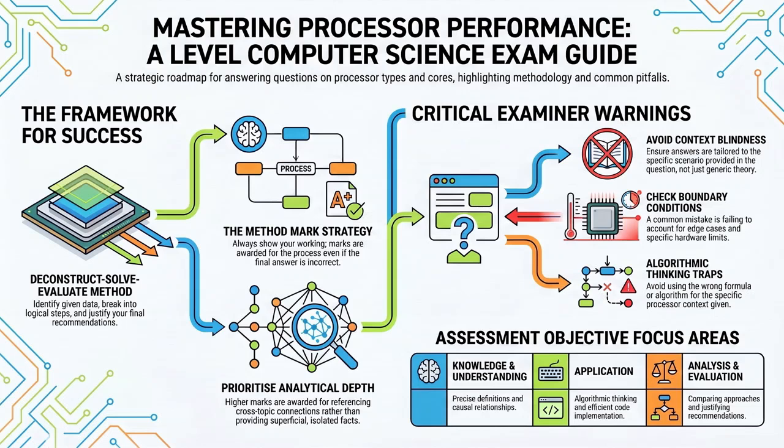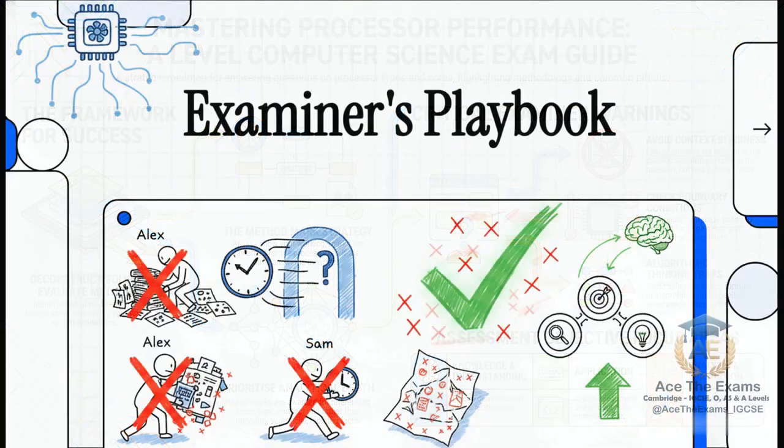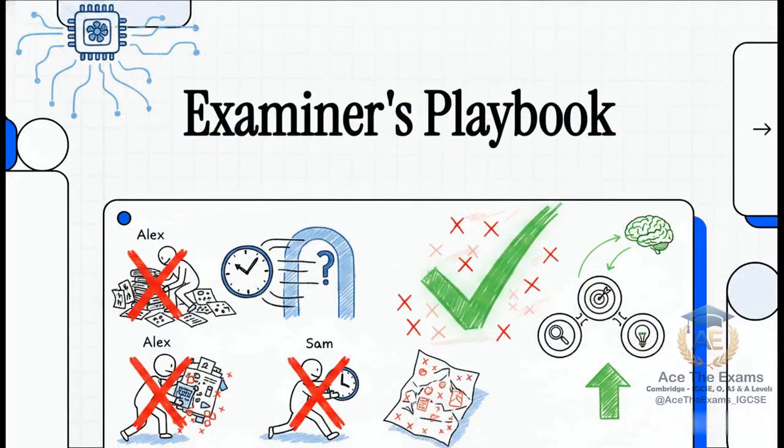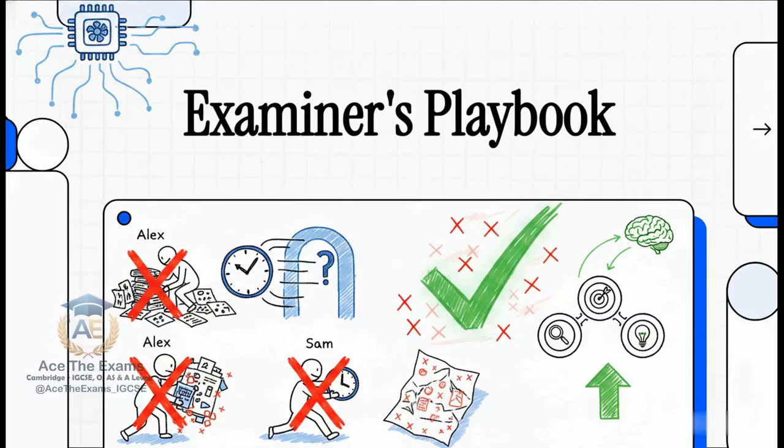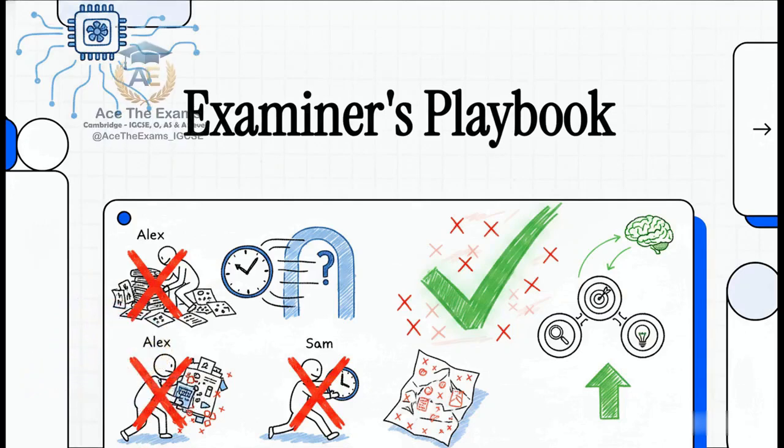Welcome to The Explainer. I am absolutely thrilled you're here today because we are tackling one of the most notoriously tricky areas in the Cambridge computer science syllabus. Think of me as your personal climate scientist for exams. You know how a climate scientist reads the early warning signs, the shifts in atmospheric pressure, to predict and avoid a massive storm? Well, that is exactly what we are doing today.